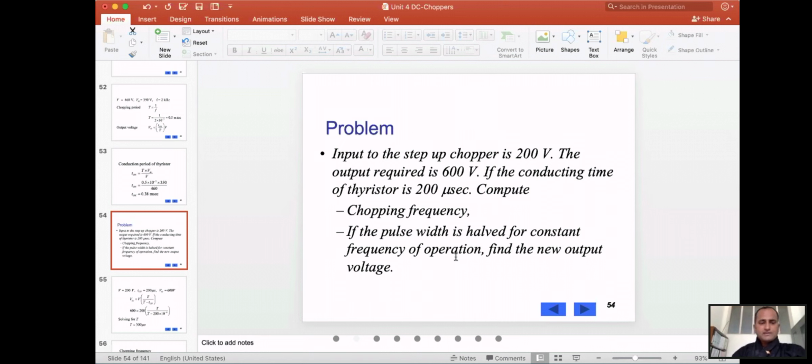Try to find out what the effect on the output voltage is if the on period is halved. This question will give you the idea of what happens to the output voltage when the conduction period is halved. What we are discussing is the effect of the on period of a thyristor on its overall performance, meaning its output.